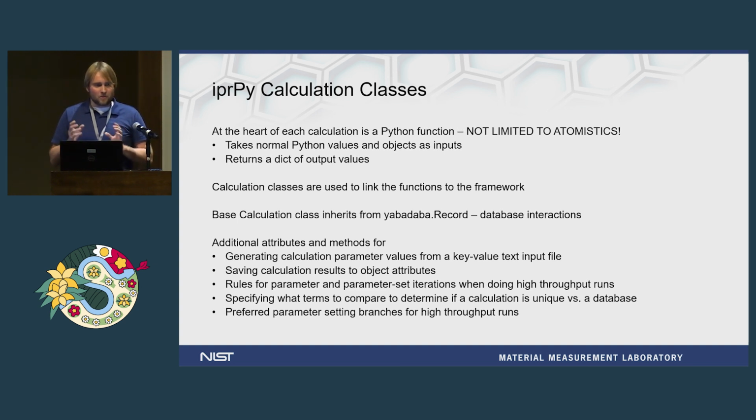And some of the magic here of making the data accessible is that every single base calculation class inherits from Yabba Dabba record. So all the calculation objects are record objects. So you already have the framework, the setup for doing those database interactions. And then the additional attributes and methods for making it into a calculation are focused on taking basic inputs, preparing your calculation, and then analyzing the results into the nice, pretty stuff, as well as some metadata for the high throughput type calculations.